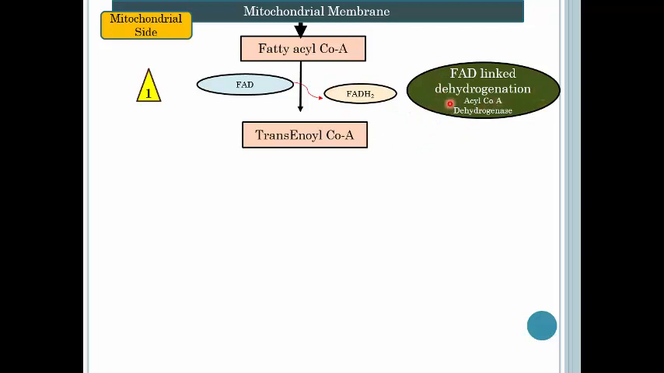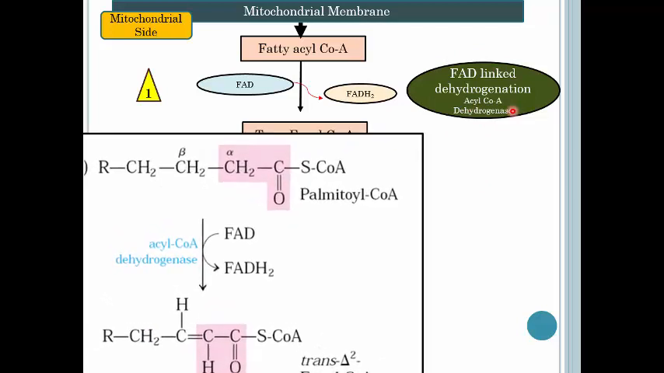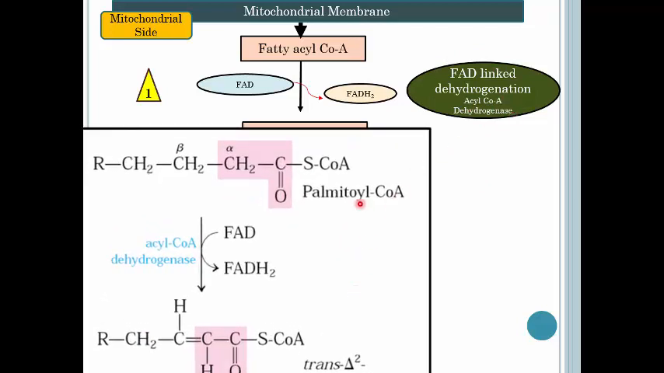Dehydrogenase means the reaction which is related to either FAD, NAD or NADP. That is known as dehydrogenation, which is just the transfer of hydrogen. This is an example of palmitic acid, a 16 carbon compound, right? You can see that with the help of dehydrogenation, these 2 hydrogens are removed. It has formed FADH2, and now the trans-enol CoA is formed. So this is the first step in beta oxidation.